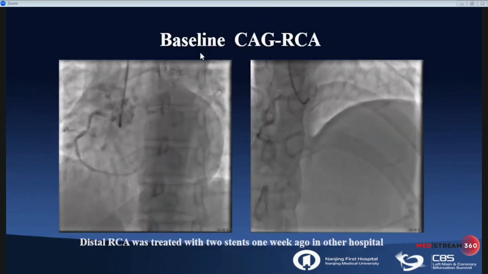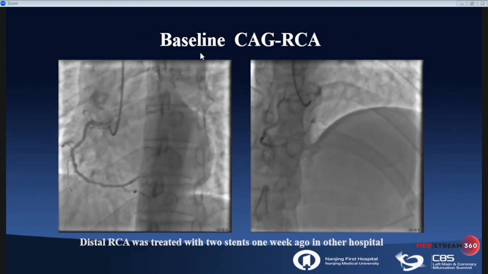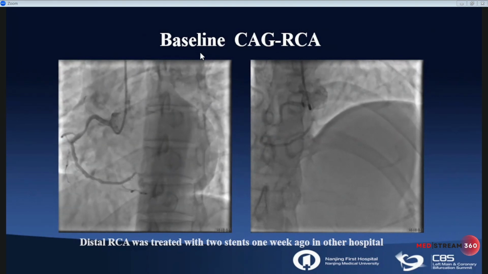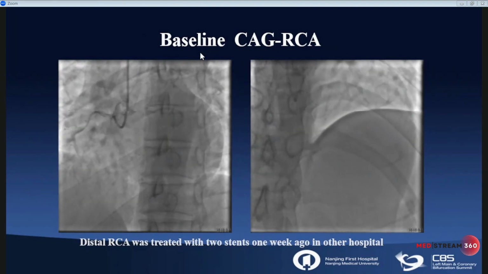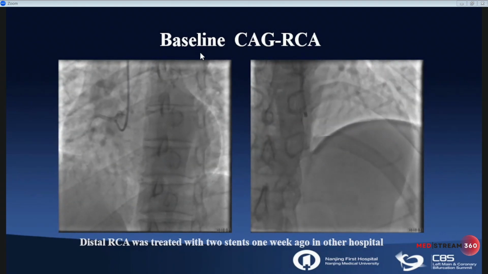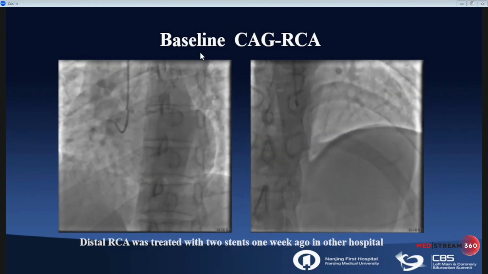Okay, next. About 2 weeks ago, he had PCI performed on his right coronary artery, with 2 stents placed in the right coronary artery. Then about 1 week ago, we did the second PCI for his left anterior descending.